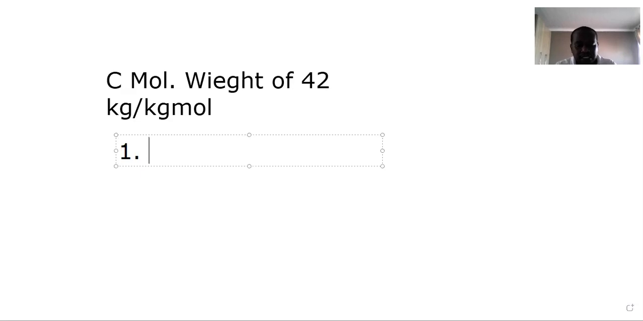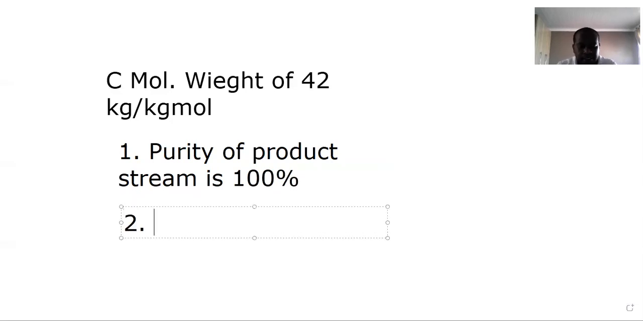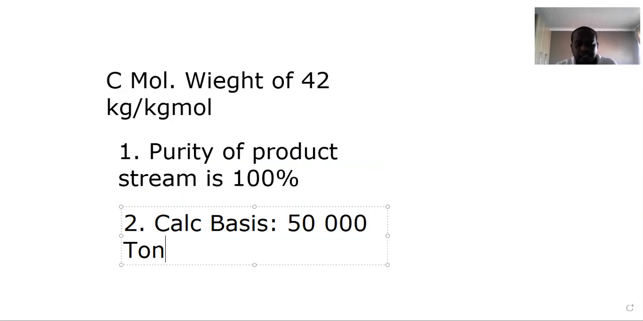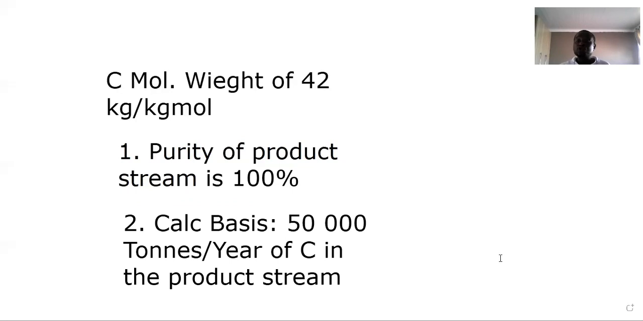So the first assumption is that the purity of the product stream is 100%. And then also, as a calculation basis, we will use 50,000 tons per year of C in the product stream.